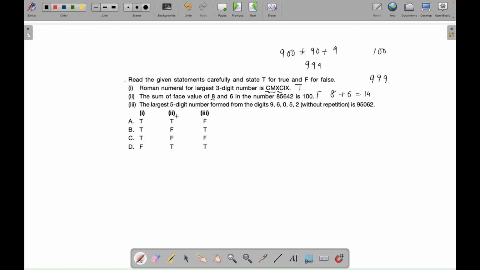The third question says the largest five-digit number formed from the digits 96052 without repetition is 95062. So we don't have to repeat any of the digits. What do we need to do in this question? We need to arrange the digits from the largest to the smallest. So we'll have the largest digit, which is 9. Then the second largest, which is 6. The third largest is 5. The fourth largest is 2. And the fifth largest is 0. So we'll get 96520. But the statement says it is 95062, which is false. So that is why we have true, false, false, which is option C.